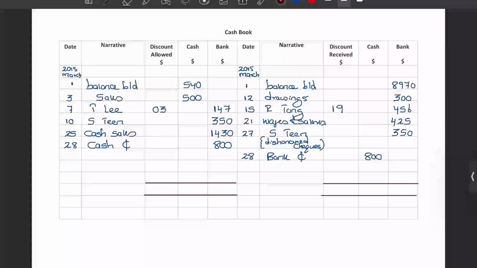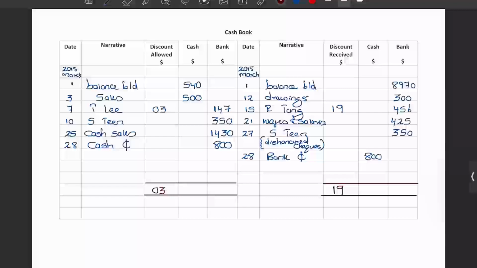How much is the total for discount allowed? Discount allowed is 3. You can enter 3 here. How much is the total for discount received? 19. You enter the 19 here. Discount allowed and received, just make sure you enter the total figures.